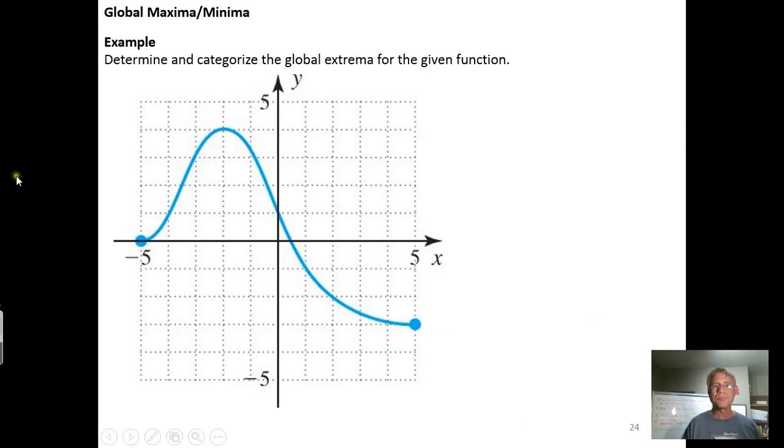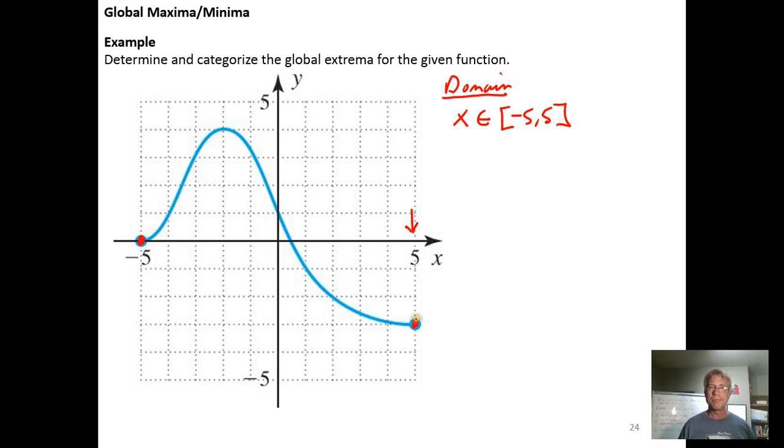So first example, we're going to take a look at this function right here. We can tell it's a function because it passes the vertical line test. We want to identify the domain of this function because we want to look for our global min and max over the entire domain of the function. And we can see that this function truncates at an x value of -5 on the left and truncates on the right at an x value of +5. So the domain of this function is x running over the closed interval from -5 to +5.